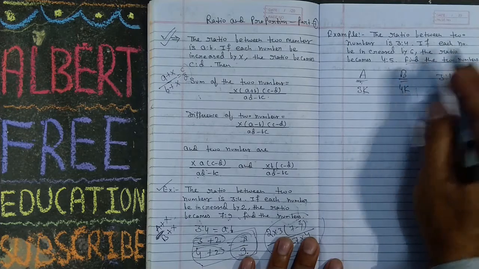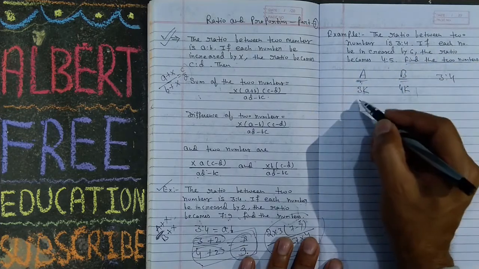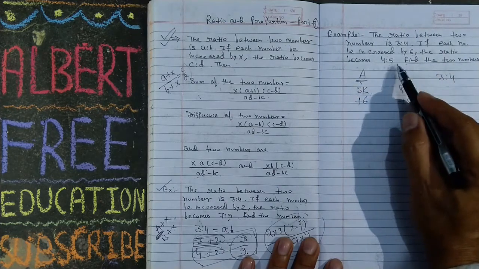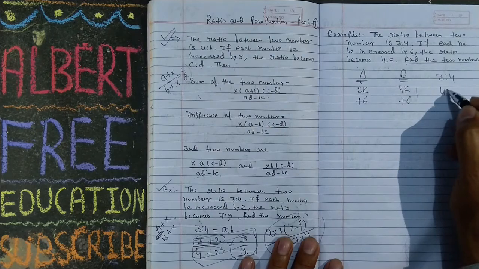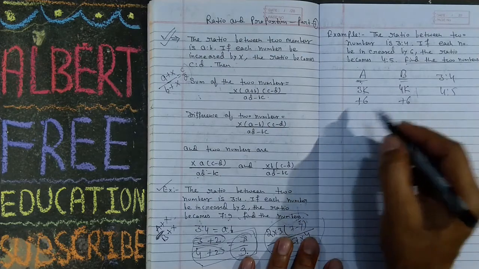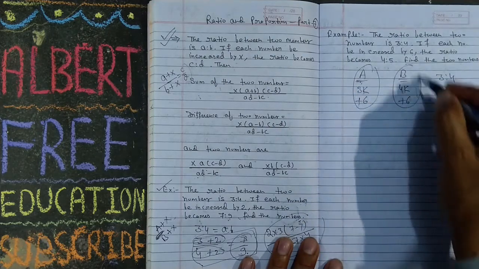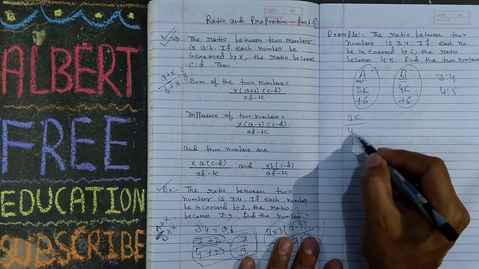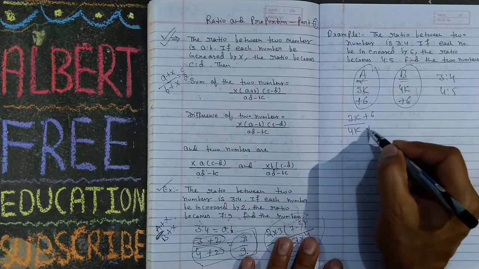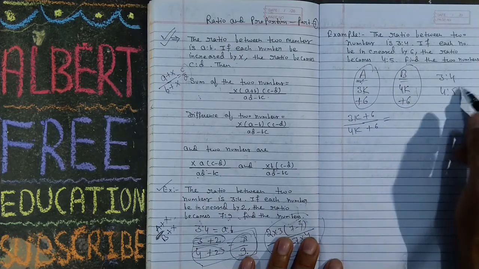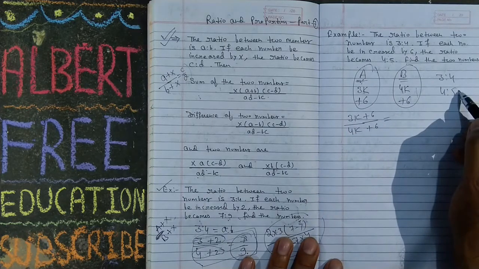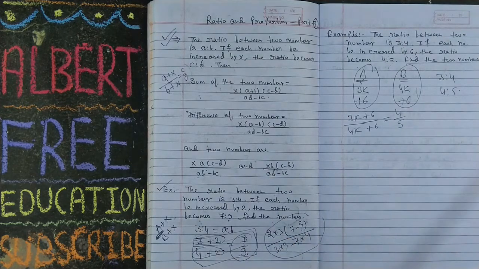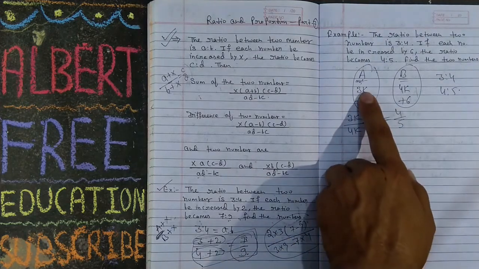It means that A is equal to 3k and B is equal to 4k. Now, if each number is increased by 6, then the ratio is 4:5. The problem is, your values are 3k and 4k, and you add 6, and then the ratio is 4:5. Now he is asking what the numbers are.